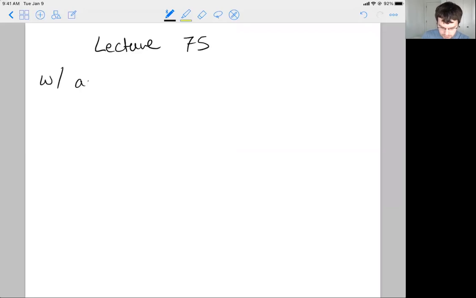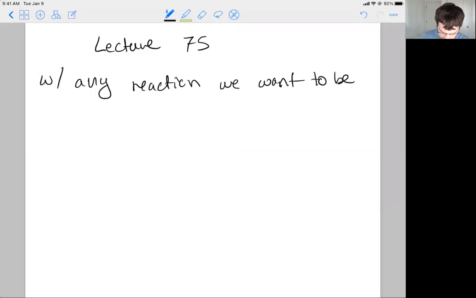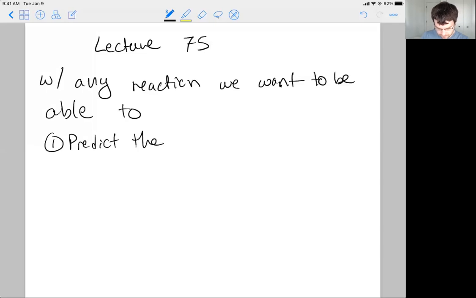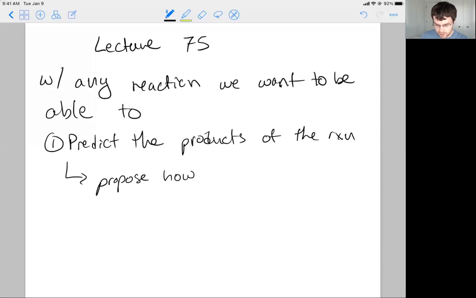So with any new reaction, there's kind of two principal things that we want to be able to do. And that is, number one, predict the products of the reaction. And really, there could be an off-target goal of this, and that is to propose how to make some target using the new reaction. And that target's going to be a molecule.